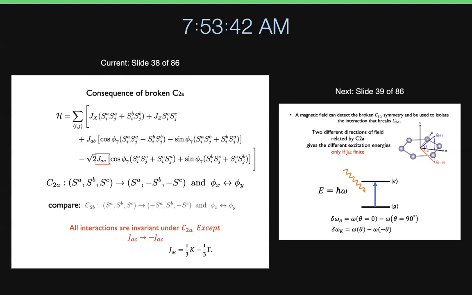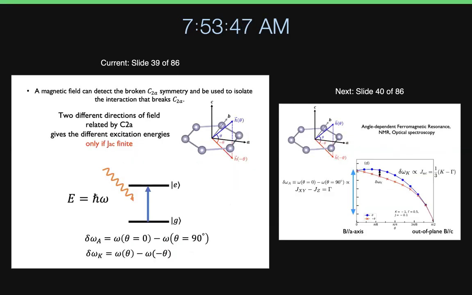And then JAC here is proportional to the Kitaev and gamma interaction. So the idea of how you can separate the Kitaev interaction is using a magnetic field. I'm going to apply the magnetic field in the AC plane. So to determine the size of JAC, I'll apply the magnetic field in the AC plane, and then rotate it out of plane as well as in plane. So this blue and red magnetic field are related by C2A. Okay, so apply the field here, apply the field there, and these two are related by C2A. And if I had a C2A symmetry, these two would have the same excitations.